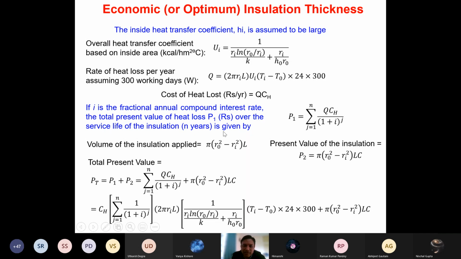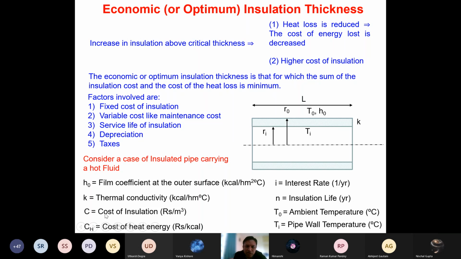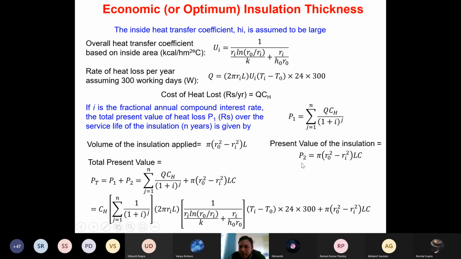Yes, sir. And this volume of the insulation we are multiplying by a cost factor. The cost of the insulation per meter cube is given. So you are multiplying, and P2 is the cost of the insulation, isn't it? Now, this P1 and P2 both are costs, and you want to minimize both these costs. So P1 plus P2 is the total cost PT.